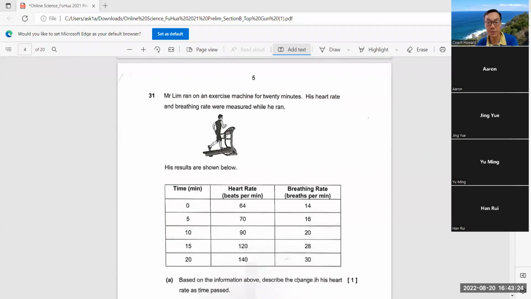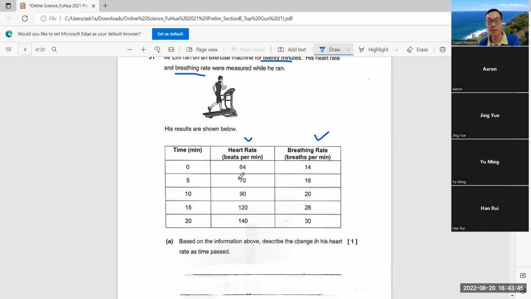Okay, let's look at this question, which I show here. Mr. Lim ran on an exercise machine, this is a treadmill, for 20 minutes. His heart rate and breathing rate were measured. So this is a breathing rate, this is a heart rate. Heart rate is in beats per minute, breathing rate is in breaths per minute.